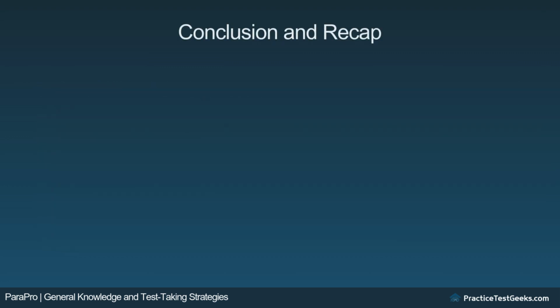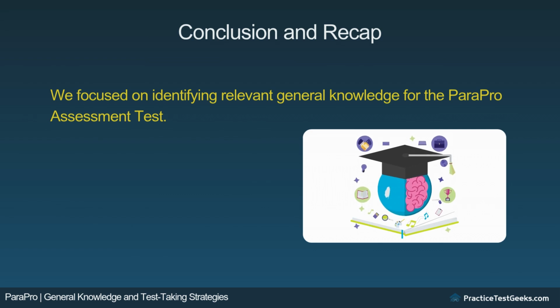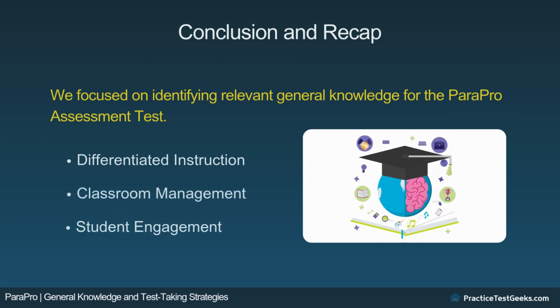Conclusion and recap. In this lesson, we focused on identifying relevant general knowledge for the ParaPro assessment test and understanding different educational and instructional topics. We covered key concepts such as differentiated instruction, classroom management, and student engagement, which are essential for paraprofessionals. Mastering these topics will help you approach the general knowledge section of the test with confidence.